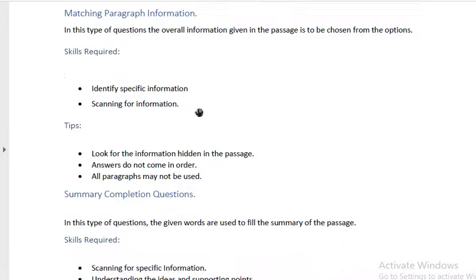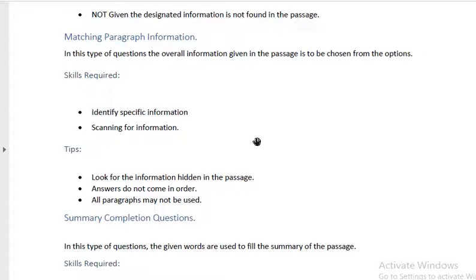Another thing is matching paragraph information. In this type of question, the overall information given in the passage is to be chosen from the options. Skill required: identify specific information or scanning for information.